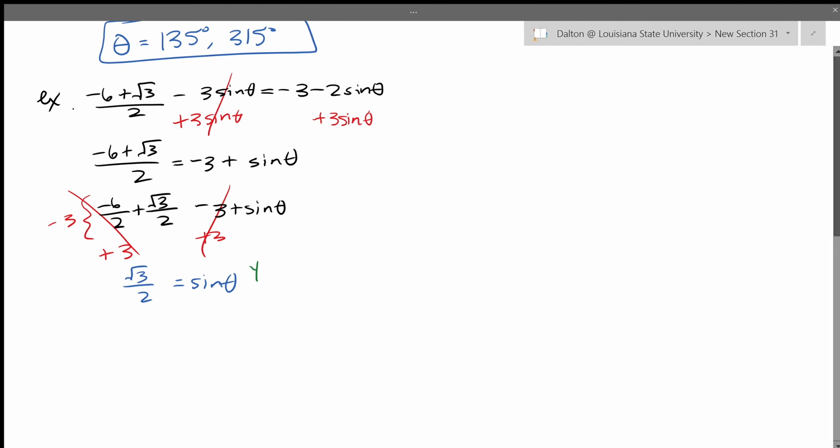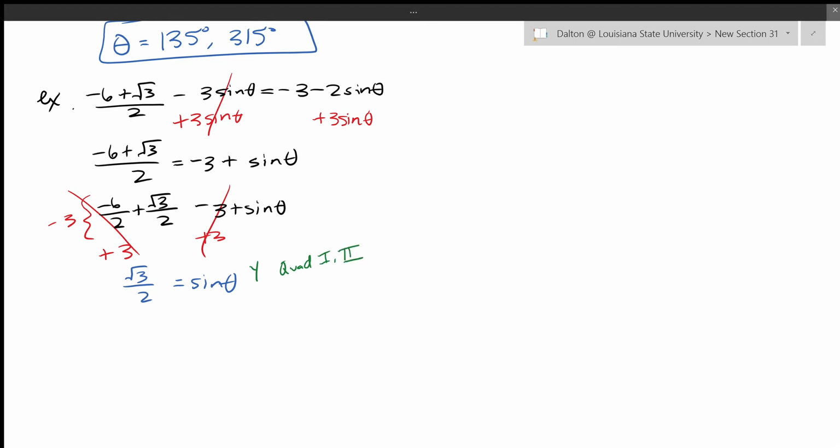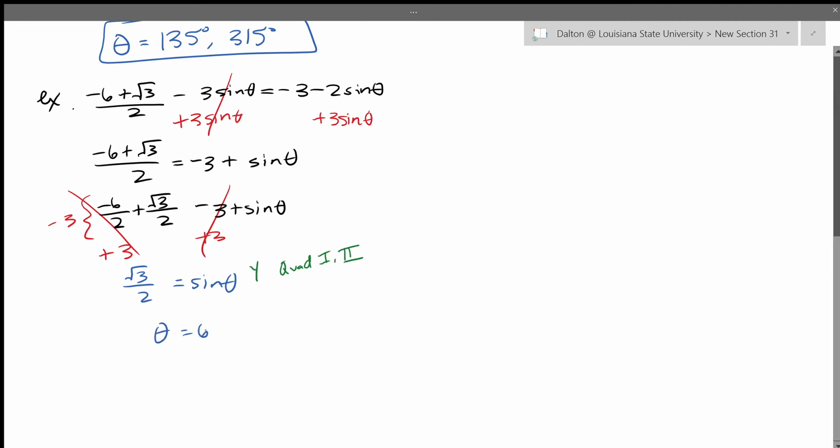So since it's positive, my answer should be in quadrants 1 and 2. That's where I have positive y values. So if I'm looking in the first and second quadrants, I'm going to see that if theta is 60 degrees and 120 degrees, then the y coordinates at those points are the square root of 3 over 2.